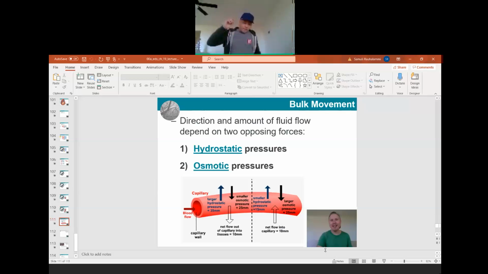The force that pushes blood out of the blood vessel is going to be our hydrostatic force. And the force that pushes blood that would otherwise leave the blood vessel back to the vessel is going to be our osmotic force. So those should be in balance, and the blood stays nicely within the blood vessel.